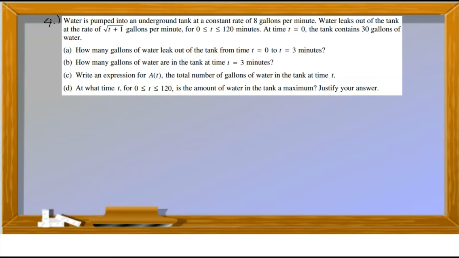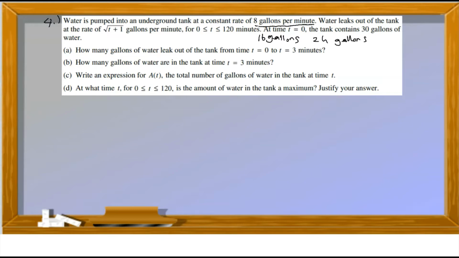So basically in this problem it says water is pumped into an underground tank at a constant rate of 8 gallons per minute. So at the end of 2 minutes, at the same rate, there's going to be 16 gallons of water, and at the end of the third minute there's going to be 24 gallons of water.